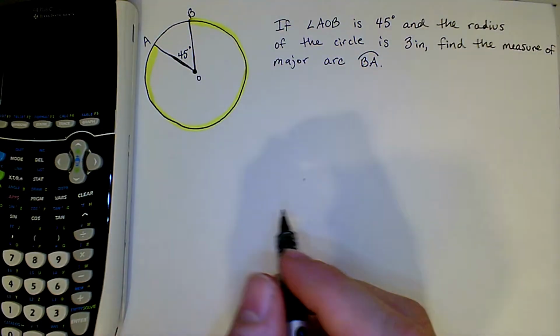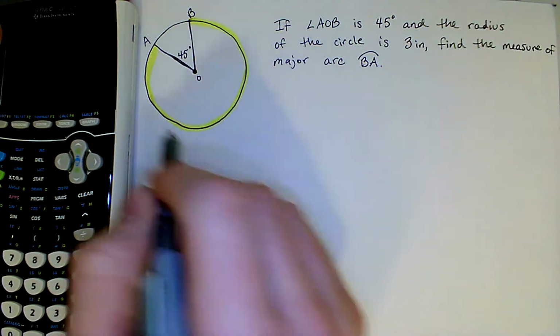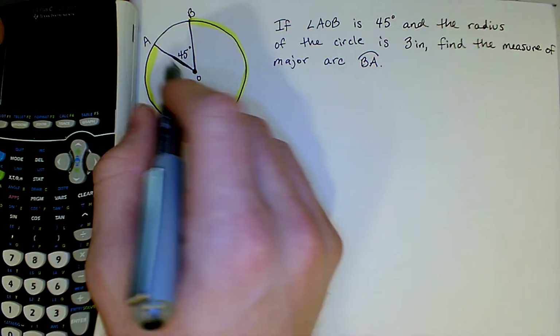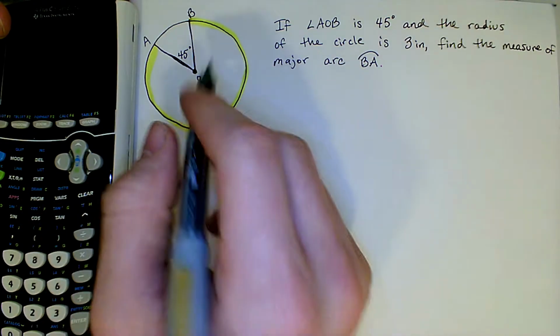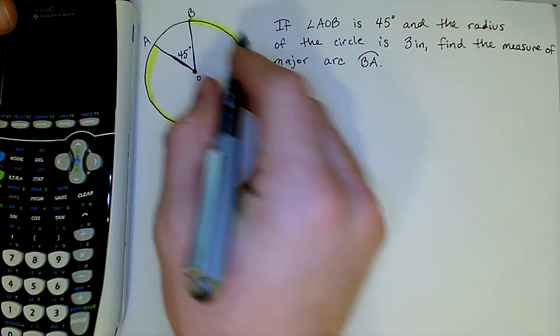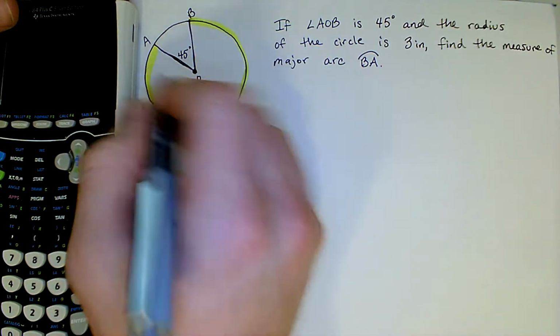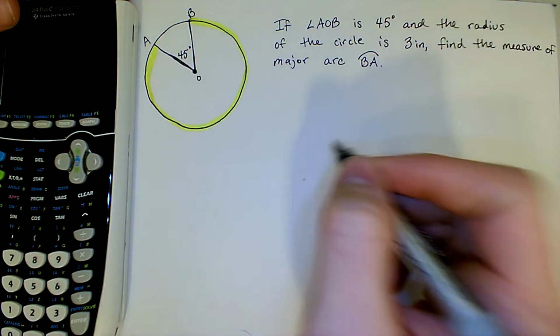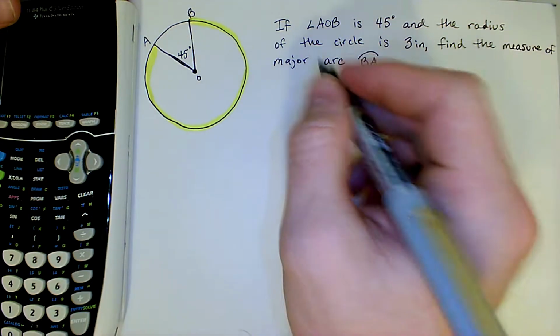So in this video, we're going to find the arc length of an arc that is considered a major arc, when we're given a central angle that's pretty small, like this one that's 45 degrees. If you want to find the arc length of a major arc like this, you do it exactly like you would do it with a minor arc, like I did in the other video.